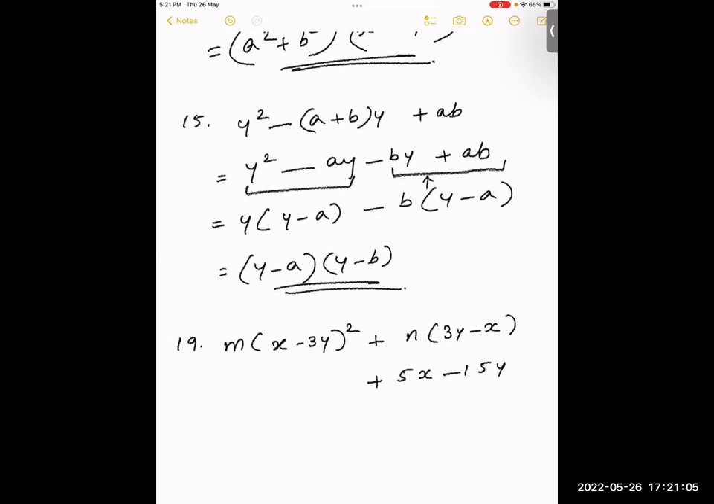In case there is nothing common, can we expand and do it? Then you will not get the answer sometimes. It will be difficult. So in this question, you see that one is x minus 3y, the other one is 3y minus x. That itself shows that, okay, there is something common. Mostly in the third one, here also, 3y minus x or x minus 3y is hiding. You just need to see it and rearrange it.